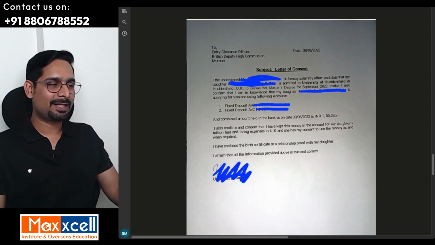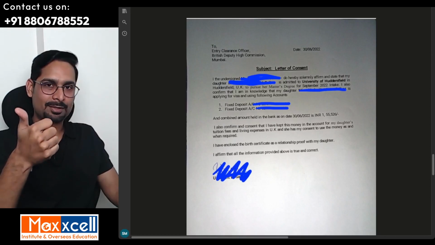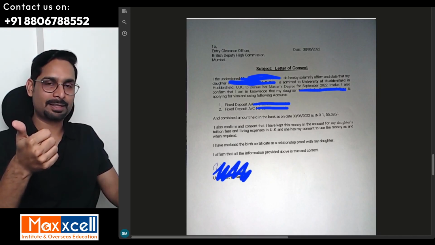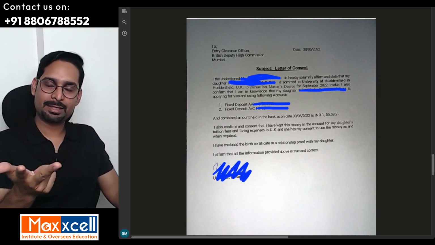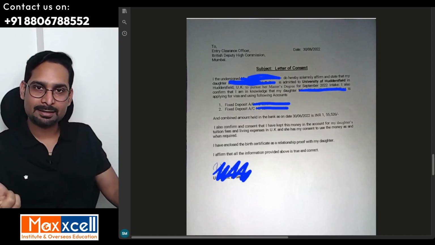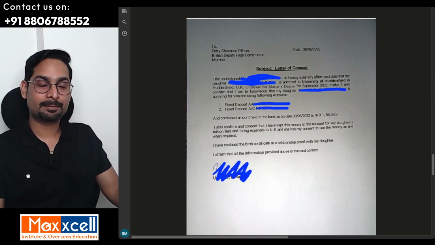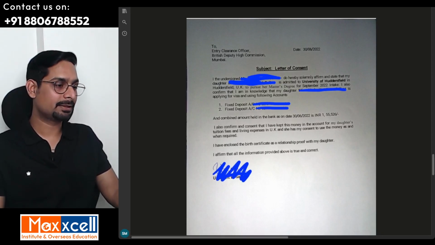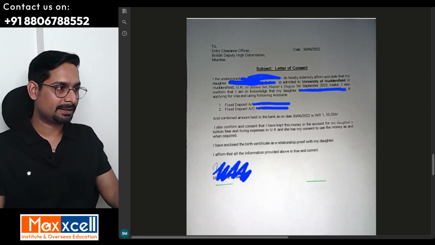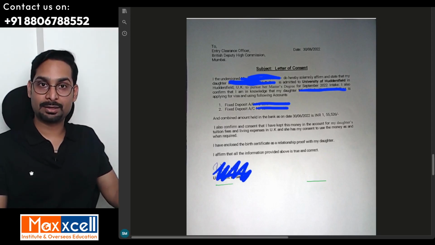If it is only by one of your parents, then it is singular. If the funds are available in the mother's as well as the father's account, then instead of I, you should mention we over here, and the mother's name and father's name both should be mentioned in the consent letter, duly signed.